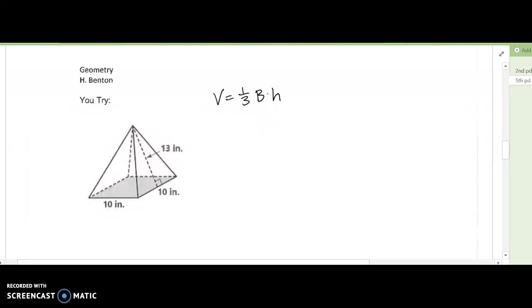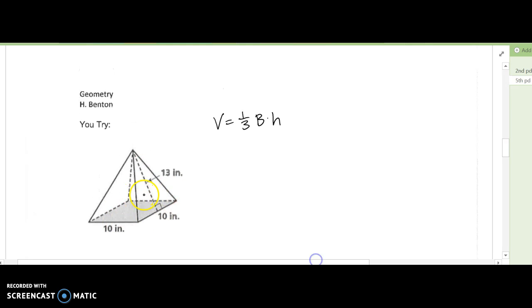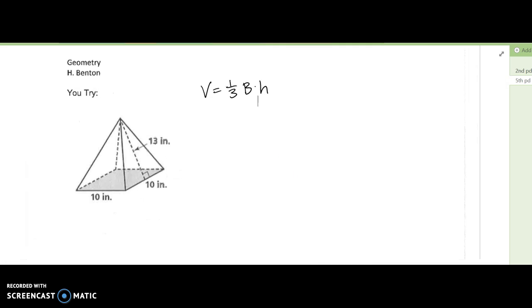Alright guys, so we're picking up where we left off on the volume of pyramids and cones note packet, and here we have a square pyramid again. The base edges are 10 by 10, and so the area of that base we know would be 10 times 10. And this is another one where your height is not drawn in for you. You've got to draw it in yourself, going down the middle and forming that right triangle.